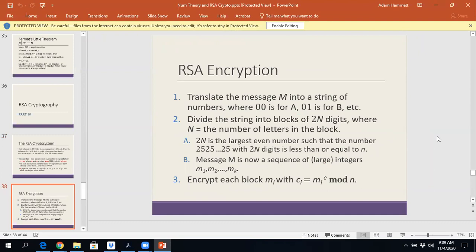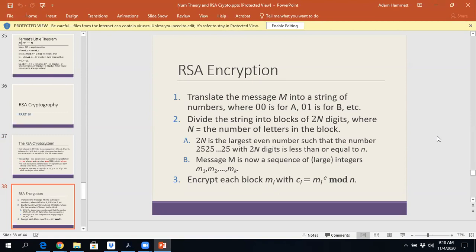Okay, so we talked about how you have to figure out how to break your message up into blocks, remember? So what you did is every letter in your message, you converted to a 2-digit number. So like A was 00, B was 01, all the way to Z, which is 25, yeah? And so every group of 2 digits represents 1 letter, which is why there's all this stuff about N and 2N, right? N is the number of letters, 2N is the number of digits that would translate into, yeah?